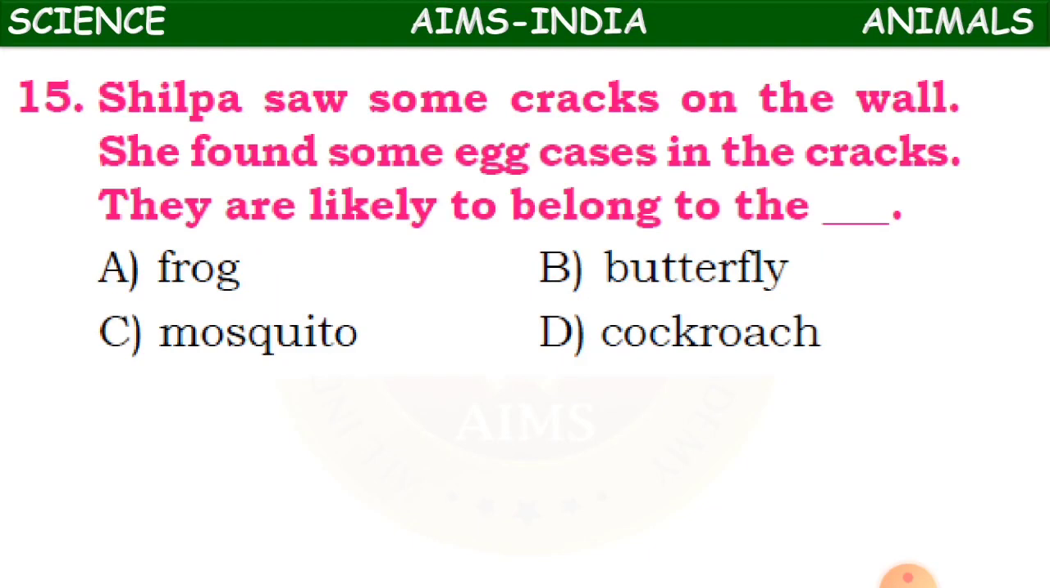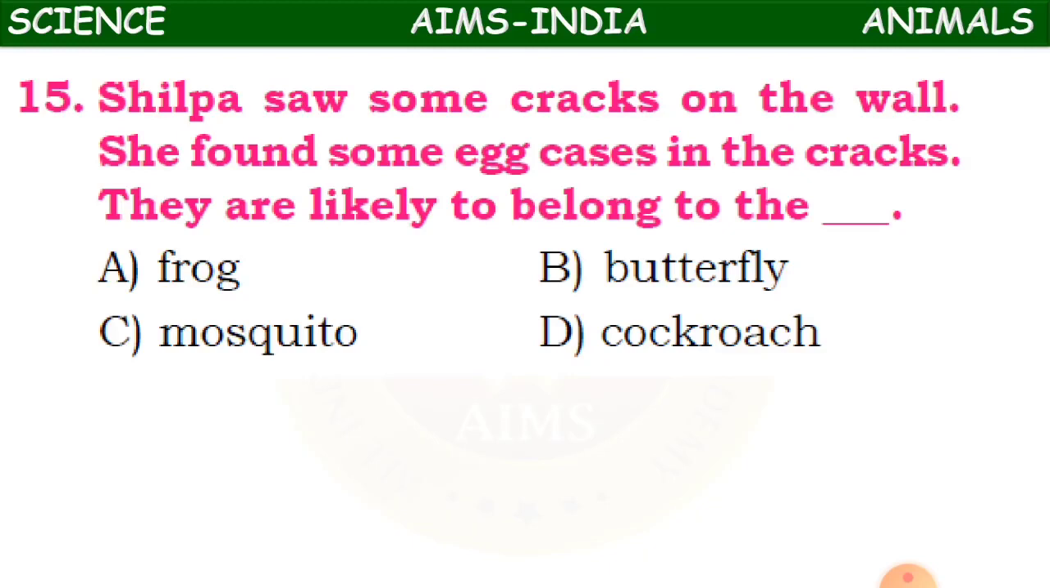Shilpa saw some cracks on the wall. She found some egg cases in the cracks. They are likely to belong to the dash. So what is the question, children? Shilpa saw some cracks on the wall. Now if you observe, children, even in our homes, sometimes the walls have cracks. And sometimes we also find some small black eggs. Even Shilpa found some egg cases which were black in color in those cracks of the wall.